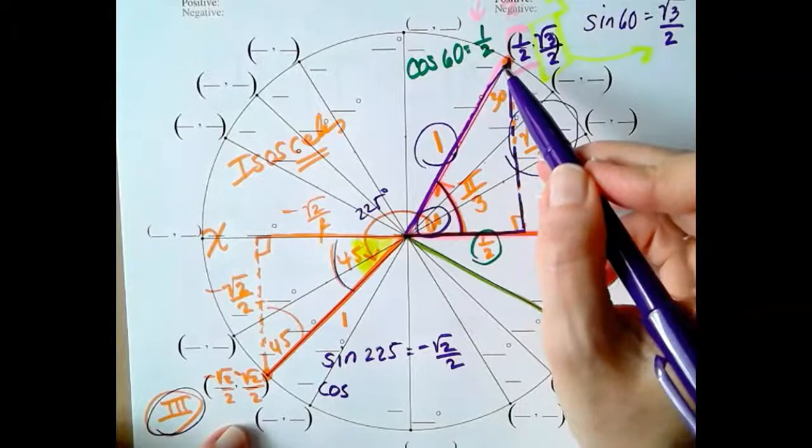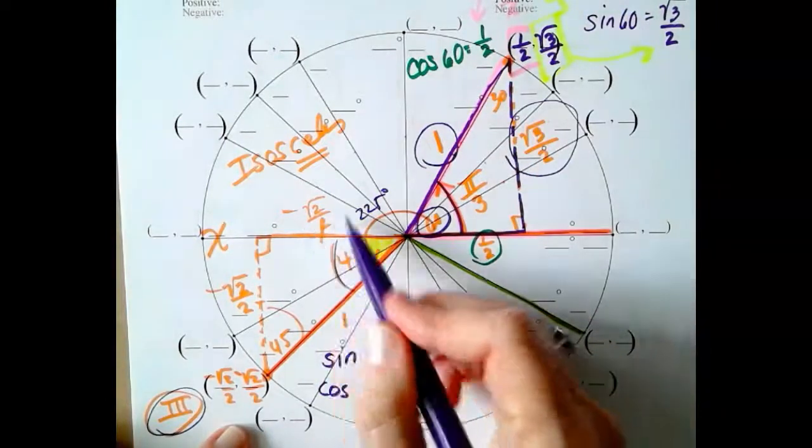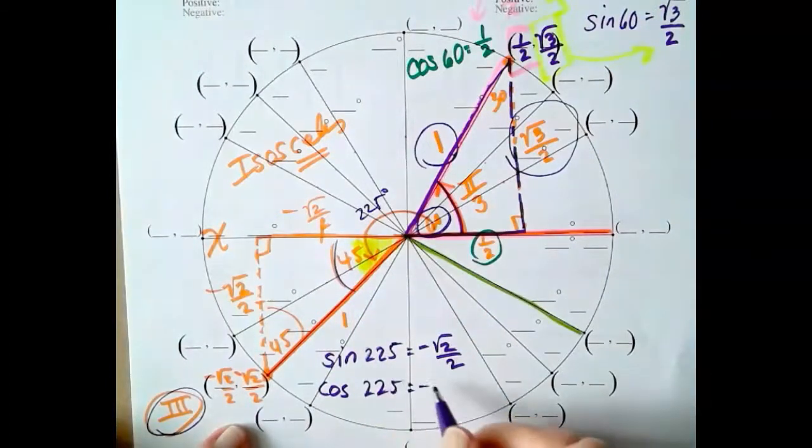We saw that on the first triangle. We can also see it again here. The cosine is adjacent over hypotenuse. So the cosine of 225 is also negative root 2 over 2.